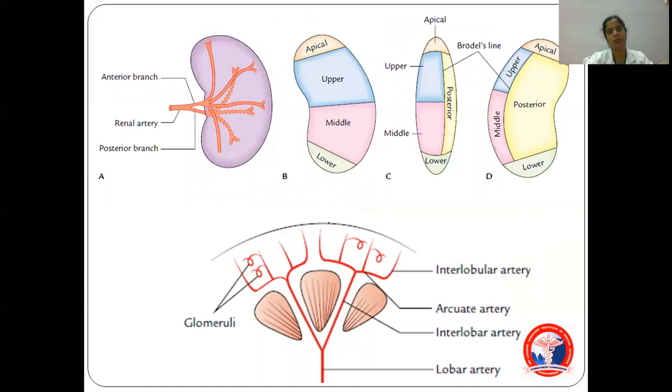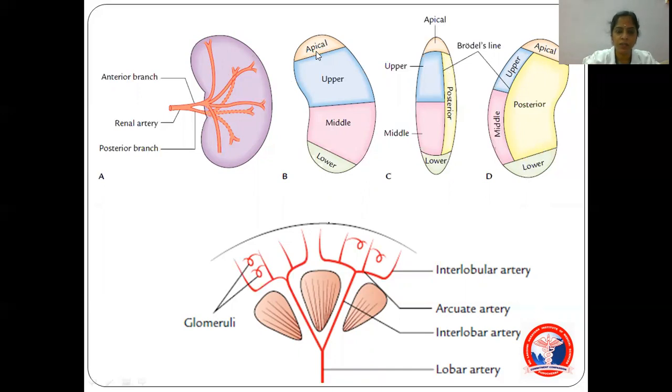Now we have some important things in the blood supply. When you see the artery, they divide into segmental branches. So within the kidney, we have segments. Because of the artery, we have the segments. Anteriorly, we have 4 segments. Posteriorly, we have 1 segment. So the renal artery gives rise to 5 segmental branches: 4 anteriorly seen, 1 posteriorly seen. In this picture also, you can see 4 anterior branches and 1 posterior branch.